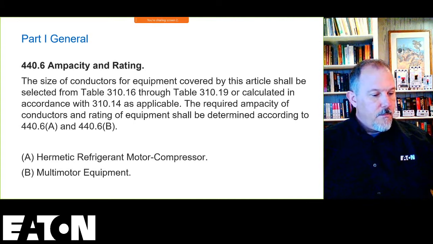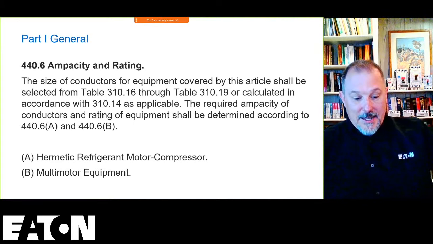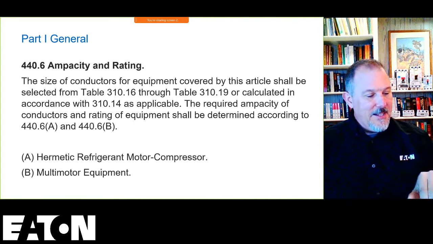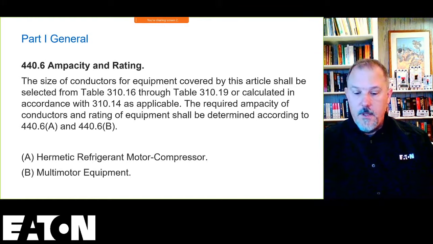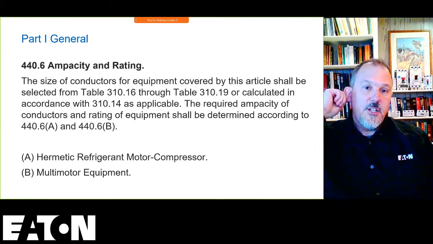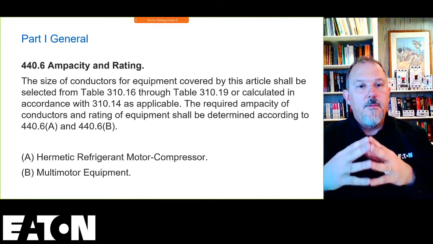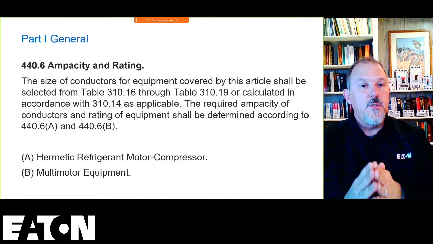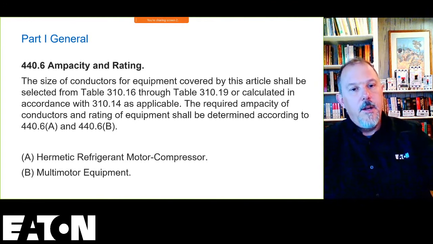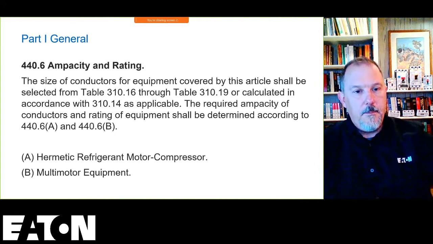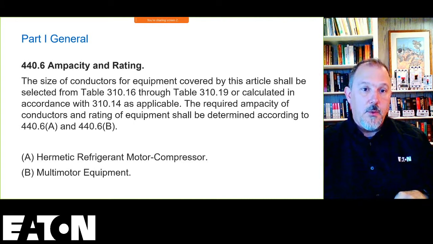So 310.14. I can't be looking at chat and doing this at the same time because it just gets me. It's like, squirrel. So 310.14 is ampacity for conductors rated 0 volts to 2,000 volts. The required ampacity of the conductors and rating of equipment shall be determined in accordance with 440.6(A) and 440.6(B). A talks about hermetic refrigerant motor-compressors, and B talks about multimotor equipment.